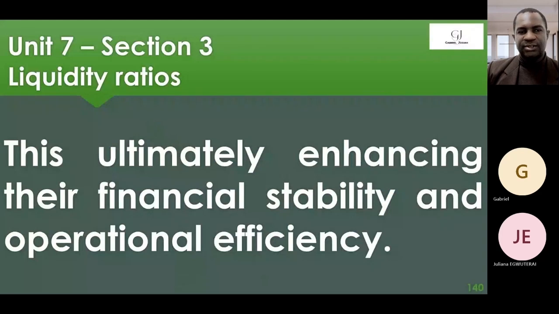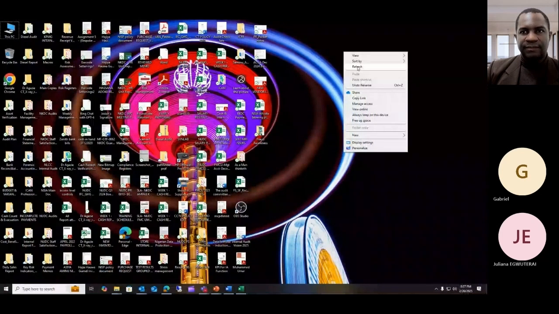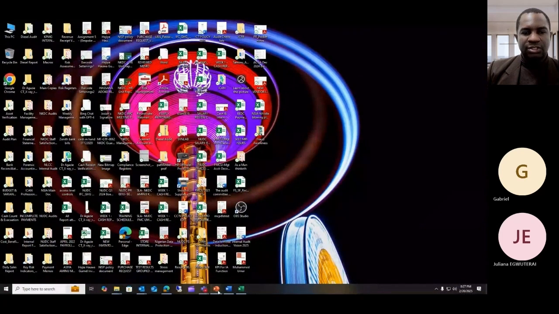Okay, so I'll take questions on this trade receivable because the examiner tends to ask more of these, mostly in his ratios. So any questions, any contributions, any observations on this ratio?